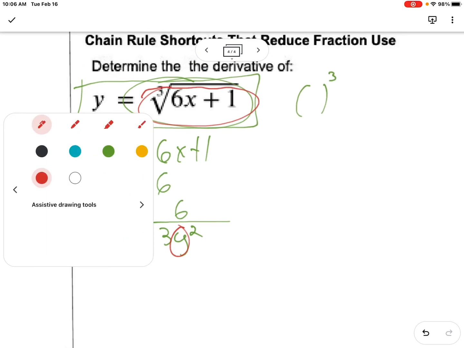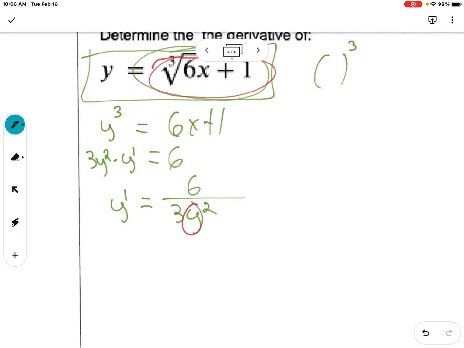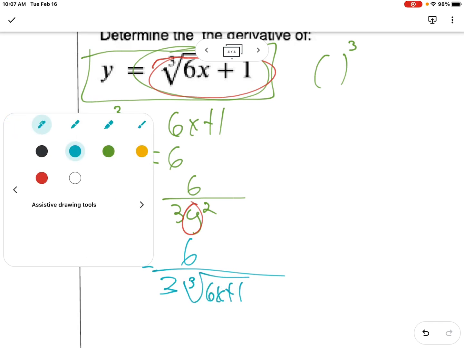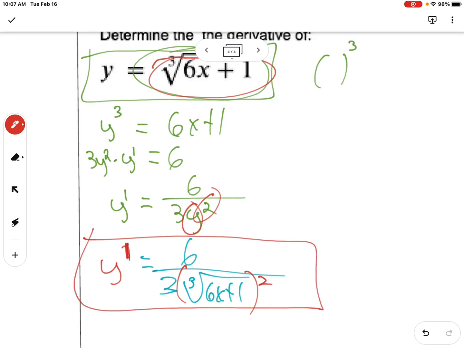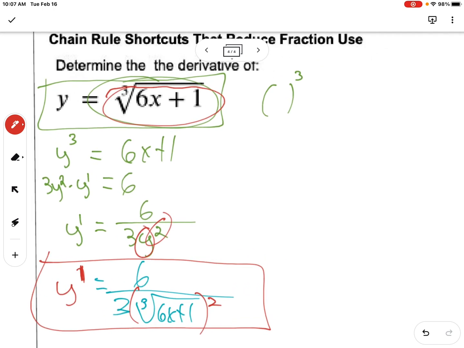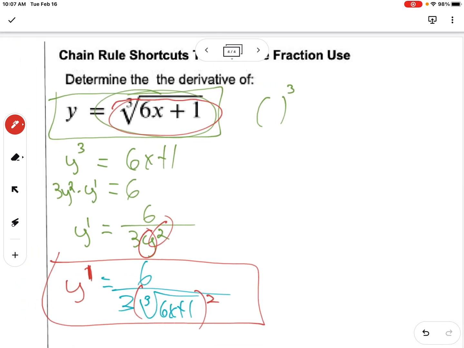So now what I can do is just replace y. So now it's going to be 6 over 3, and then y is worth the cube root of 6x plus 1, and then I square it. Okay, and I'm done. Okay, so I don't have to work with fractions at all. That's y prime.